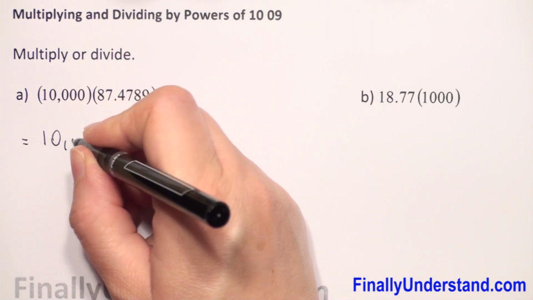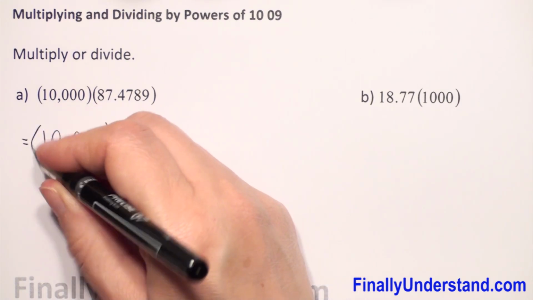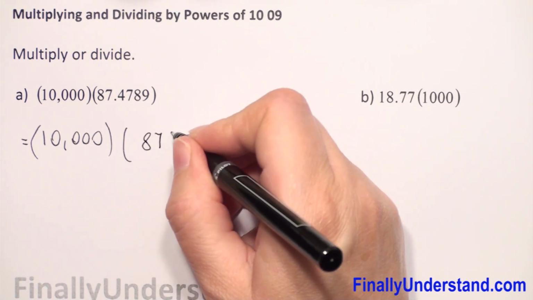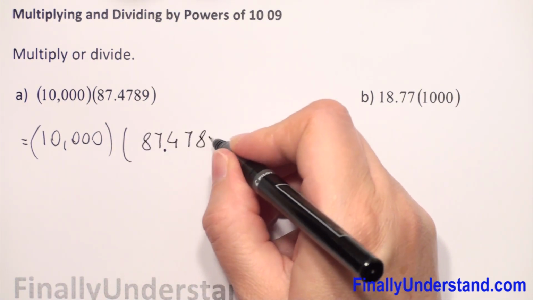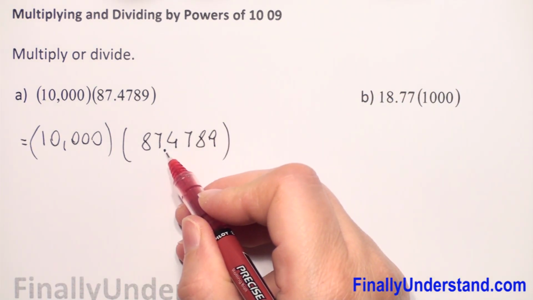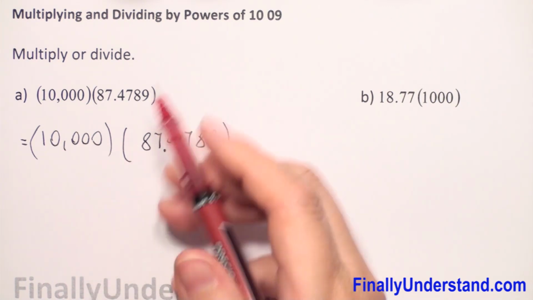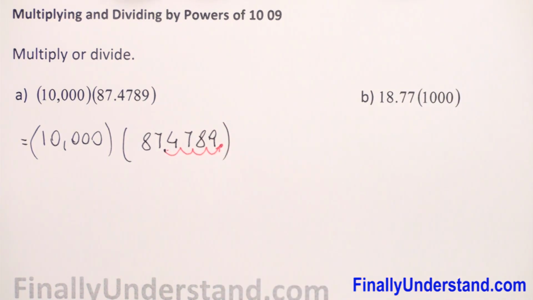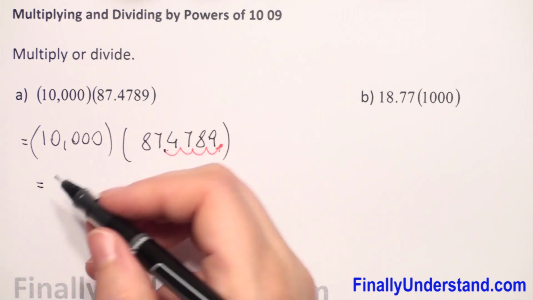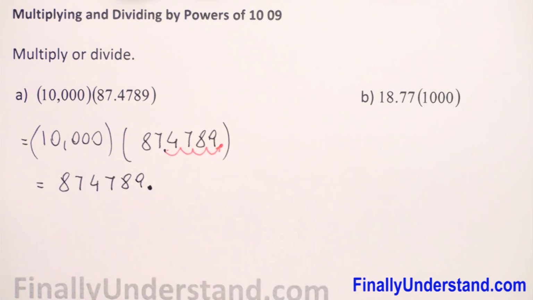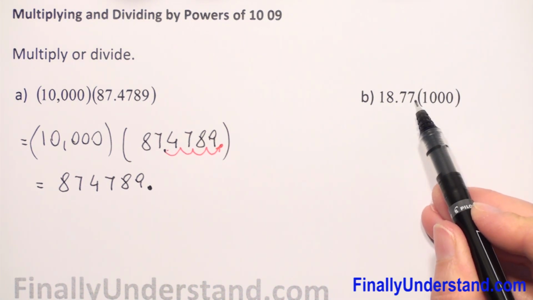We have 10,000 times, and always when we don't have a sign, it is multiplication, 8, 7, decimal point, 4, 7, 8, 9. Like I said, multiplication. So we move the decimal point to the right side. How many places? 1, 2, 3, 4 places. So the decimal point will now be at the end. So this is equal to 8, 7, 4, 7, 8, 9 with the decimal point at the end. This was the solution to the first example.